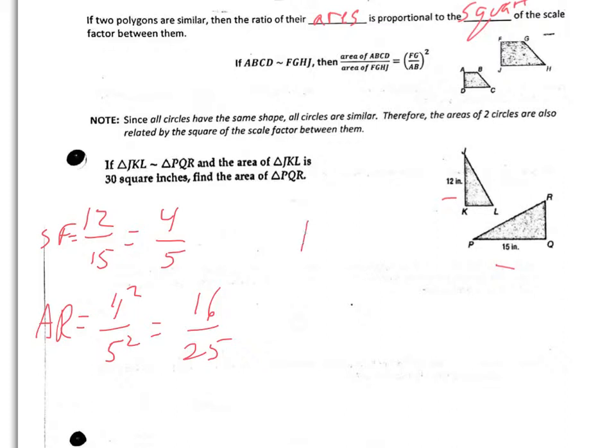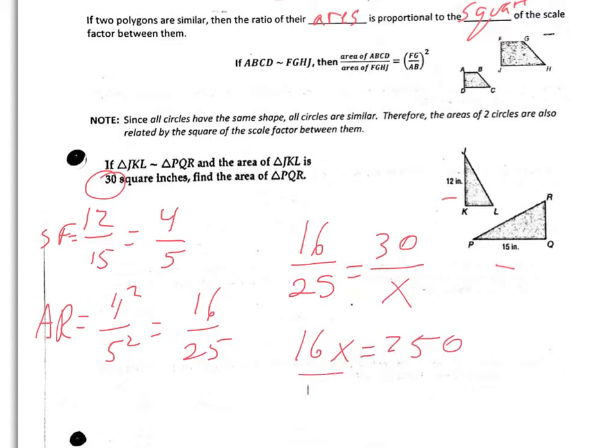Once I have my area ratio, I set it equal to, now notice 30 is the area of JKL. We need to find the area of the other larger triangle, which we'll put an X there for that. So then we cross multiply, solve for X. 16X equals 750. Divide by 16, and if we're going to round to the nearest tenth, X, which is the area of PQR, equals 46.9 square inches.